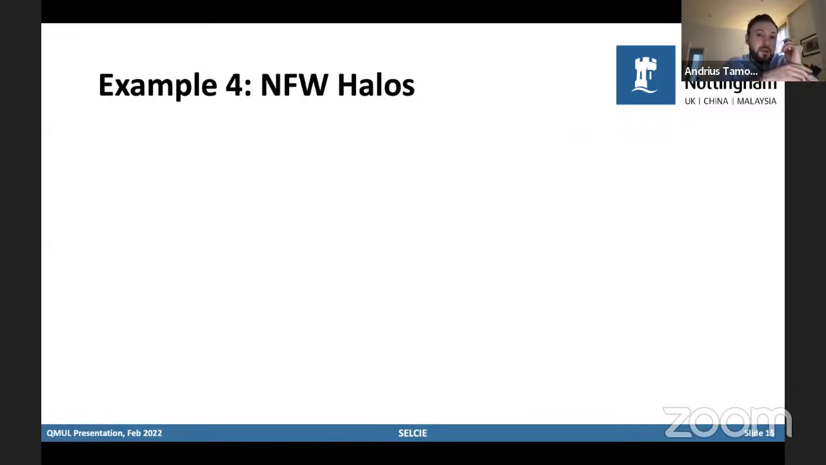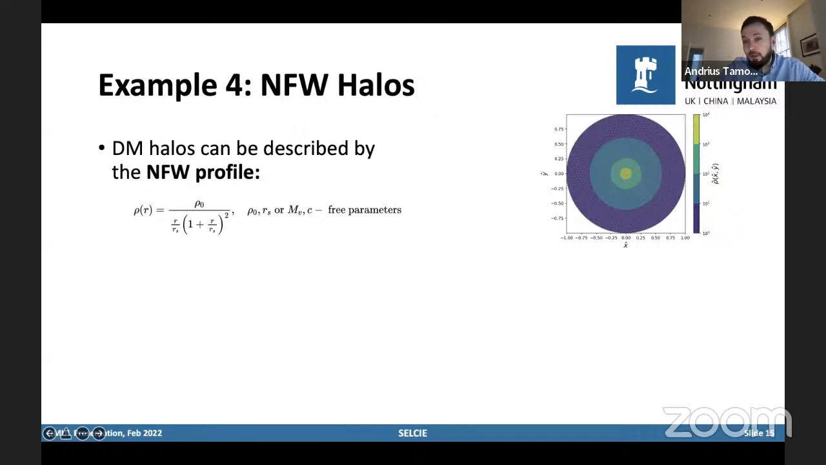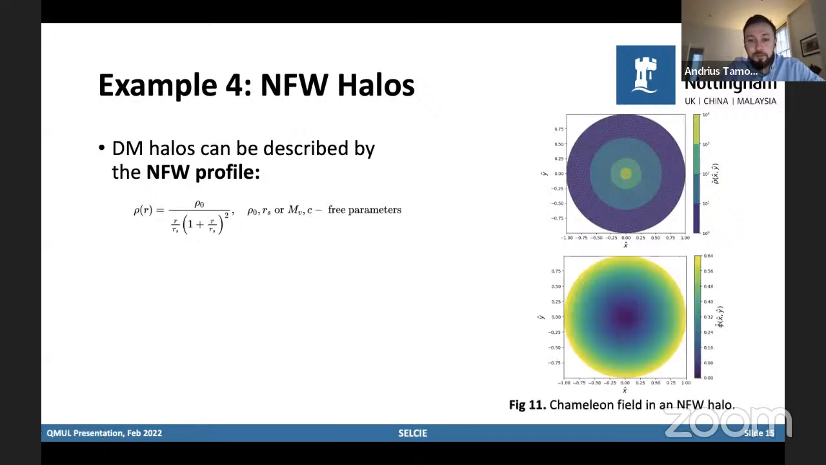Okay, another example, the NFW halo. Now switching gears, going into the domain of cosmology. Dark matter halos can be described by the so-called NFW profile, which just tells you the density at some radius r. It has two free parameters, either rho naught and r_s, or equally, you can express it in terms of the virial mass and concentration. It looks something like that in 2D.